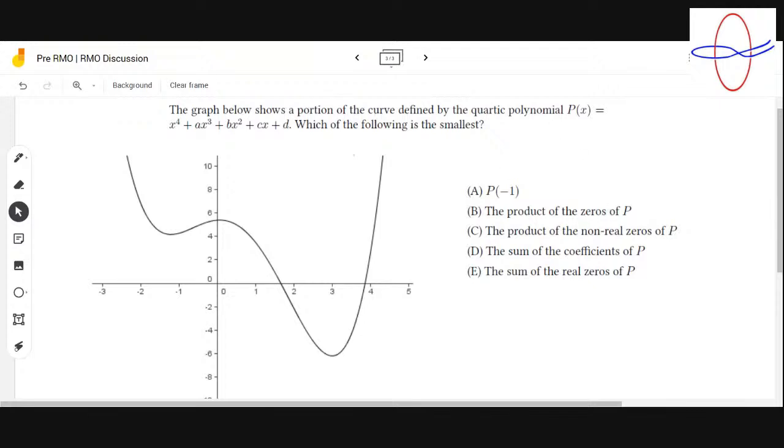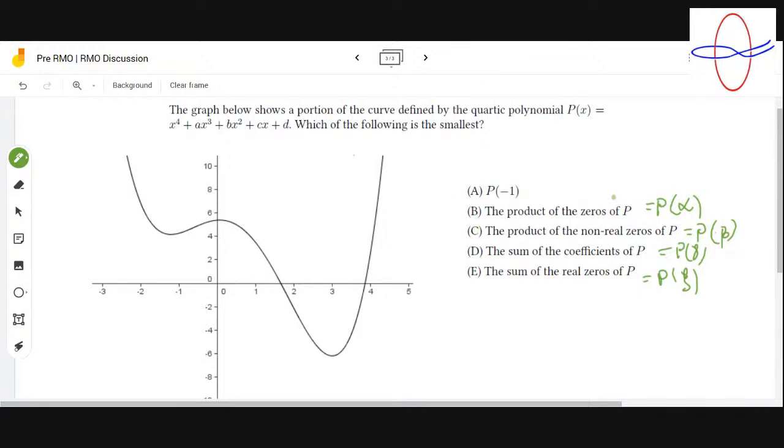So, try to do it like this. Find some value for this, some alpha: this is equal to P of alpha, this is equal to P of beta, this is equal to P of gamma, this is equal to P of xi. Okay. What will be the alpha? The product of the zeros. Do you know what is the product of the zeros?